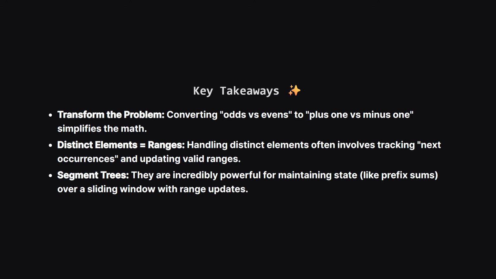So let's wrap it up. We learned 3 big things today. First, transforming distinct odds and evens into +1s and -1s turns a complex counting problem into a zero-sum subarray problem. Second, we saw how to handle the distinct constraint by limiting the effect of a number to the range before it repeats. And third, we used a segment tree to efficiently manage these updates as we slid our window across the array. It's a tough problem, but these patterns appear a lot in hard LeetCode questions.